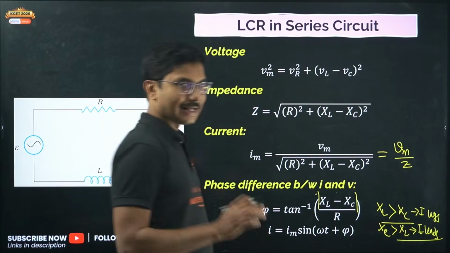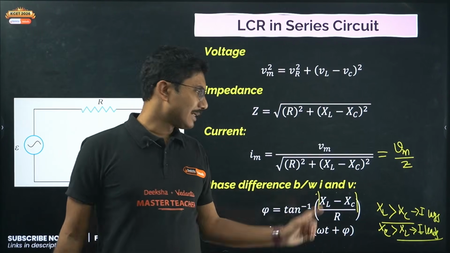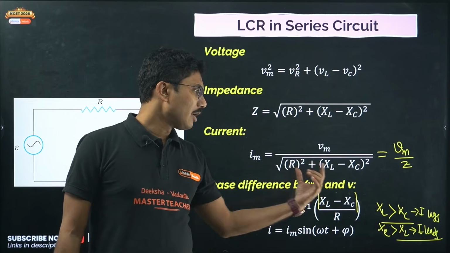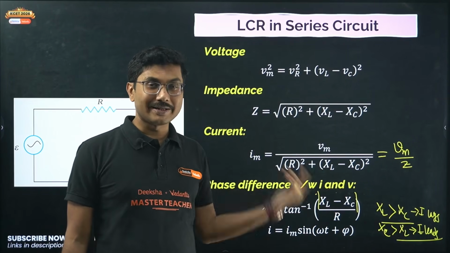We will discuss that as well, don't worry. But when using this formula, tan inverse of (XL minus XC) by R, this is very common, and in some cases you might find the phase difference.